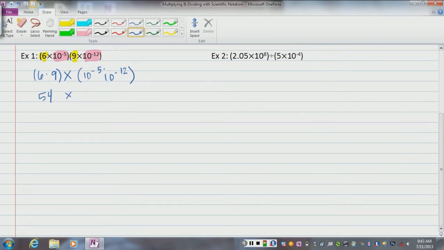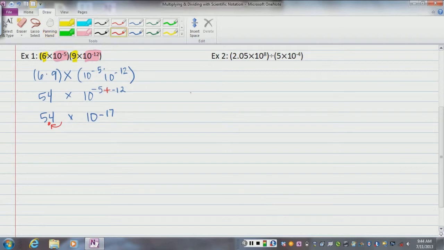times, notice when I multiply these powers of 10, they have the same bases, and when I'm multiplying two powers with the same bases, I'm going to add my exponents. This is going to be 10 to the negative 5 plus negative 12. That's going to give me 54 times 10 to the negative 17th. Now when I look at this, I realize that 54 is not in scientific notation. In fact, I really need this to be a 5.4. I need to move my decimal 1 unit to the left.